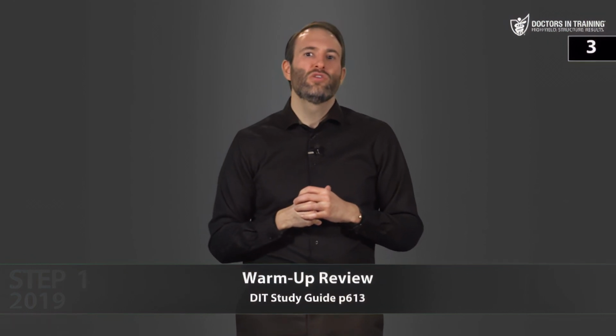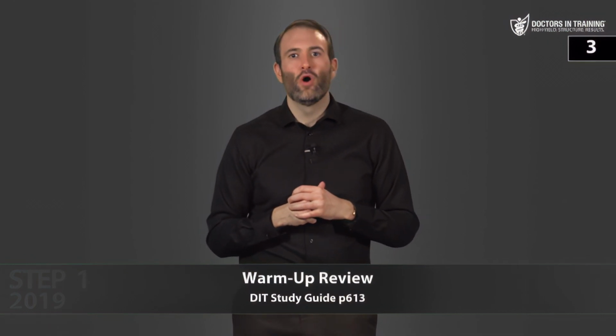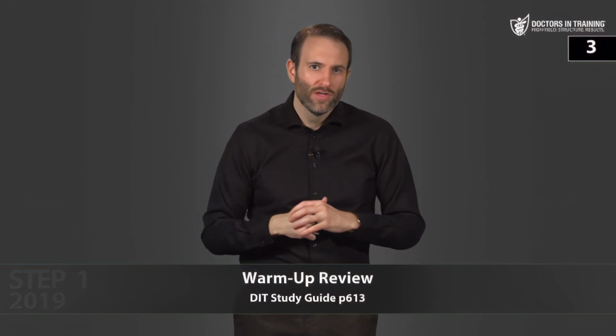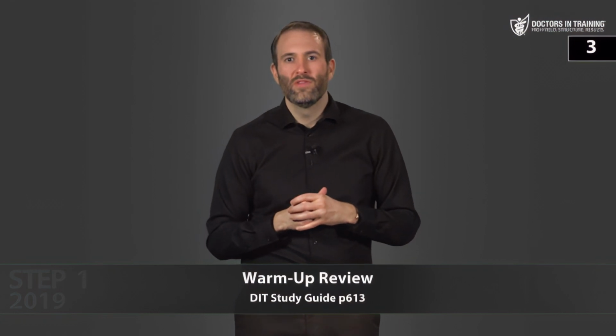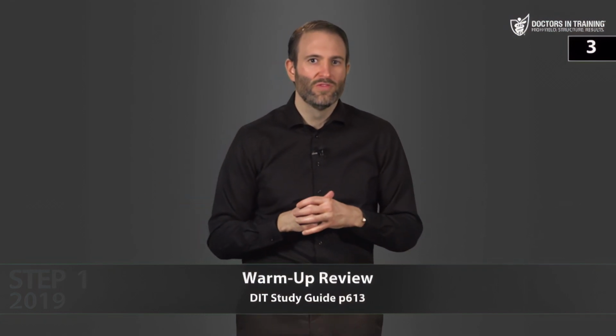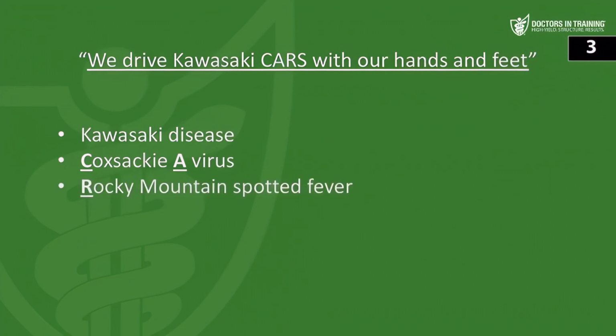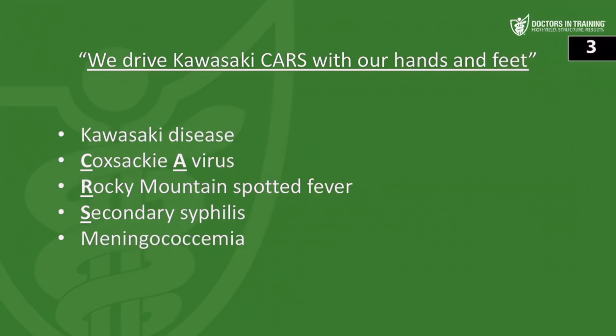Next, what conditions are associated with a rash that involves the palms and the soles? So you can use the mnemonic, we drive Kawasaki cars with our hands and feet to remember the conditions associated with a rash on the palms and soles. So Kawasaki is for Kawasaki disease, and then CARS, C-A-R-S, stands for Coxsackie-A, Rocky Mountain spotted fever, secondary syphilis. And then Neisseria meningitidis could also be included on this list, as meningococcemia can certainly cause a palmar rash, but it is less common than these other Kawasaki-CARS infections.